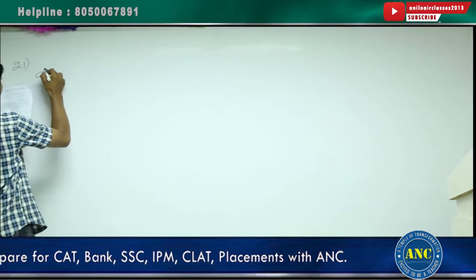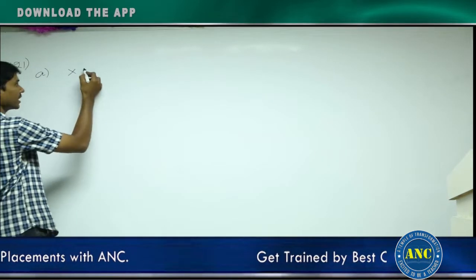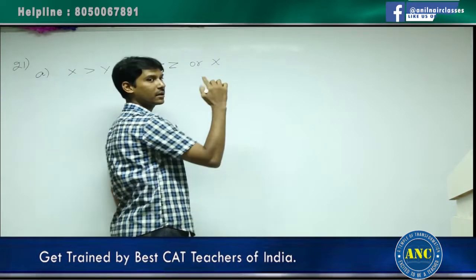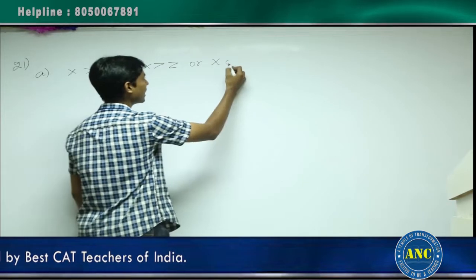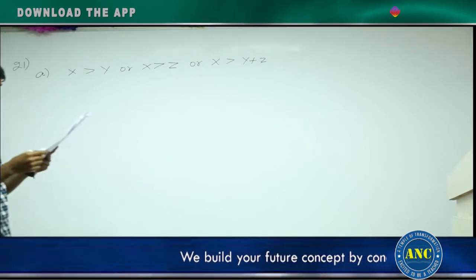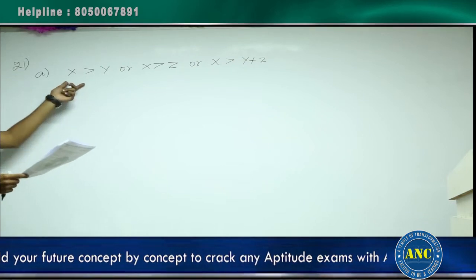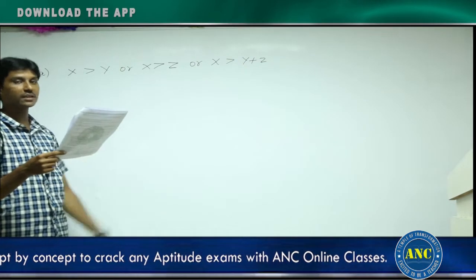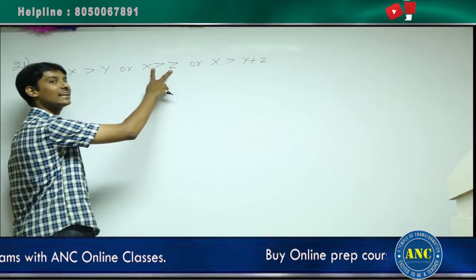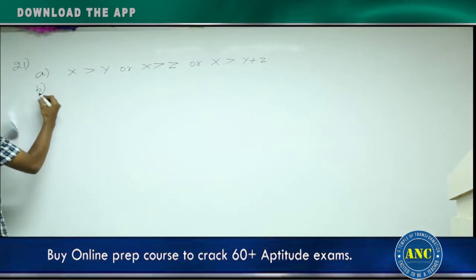First statement alone is, x is greater than at least one of y and z. That means x is greater than y or at least x is greater than z. At least means minimum is 1, right? x is greater than both y and z can also be a possibility. From this, can you tell that z is the smallest? Can you tell that? No. x is greater than z, when you compare x and z, z is smaller. No information is given about y and z relation. Ruled out. First statement alone cannot give you the answer.